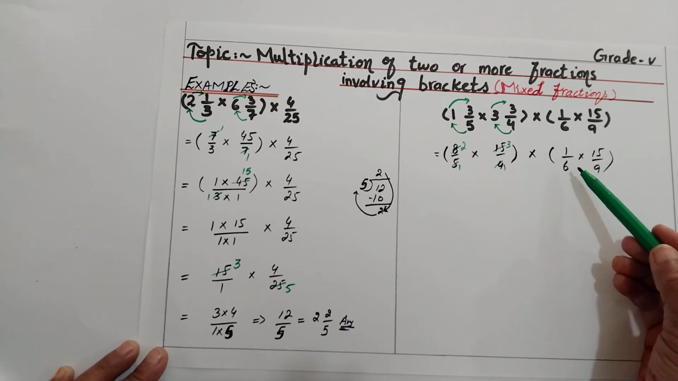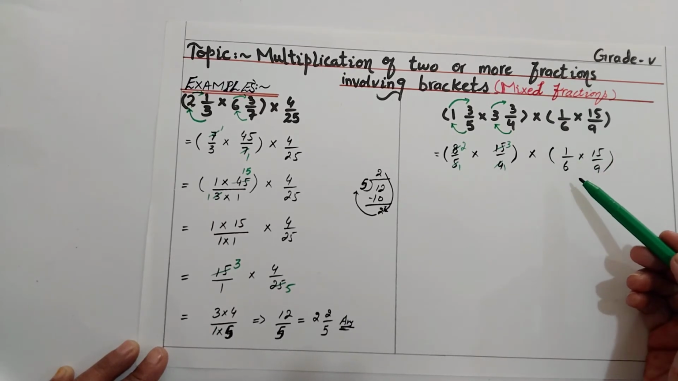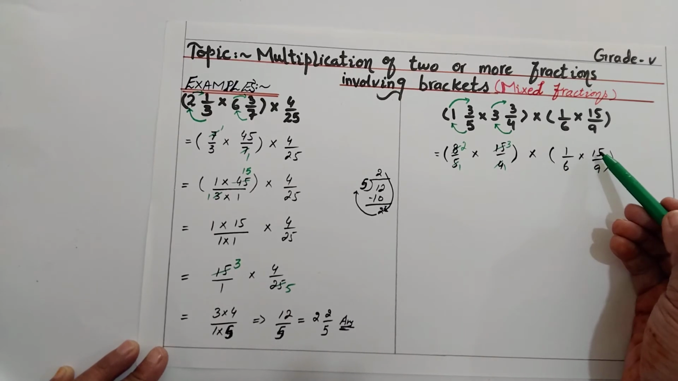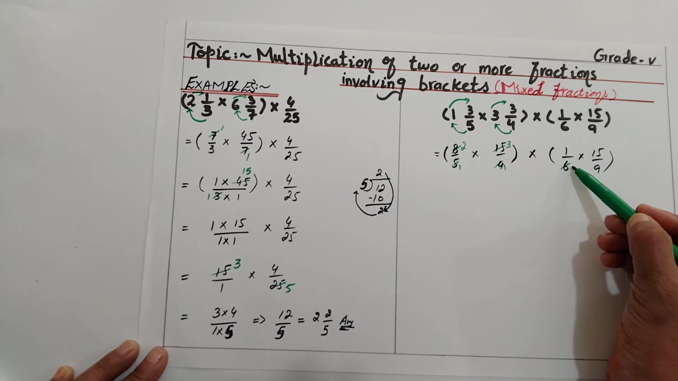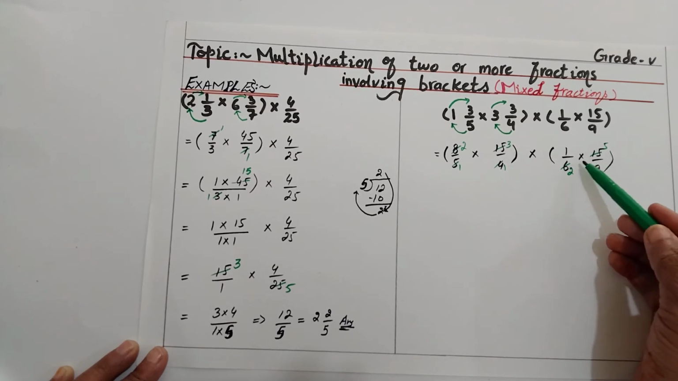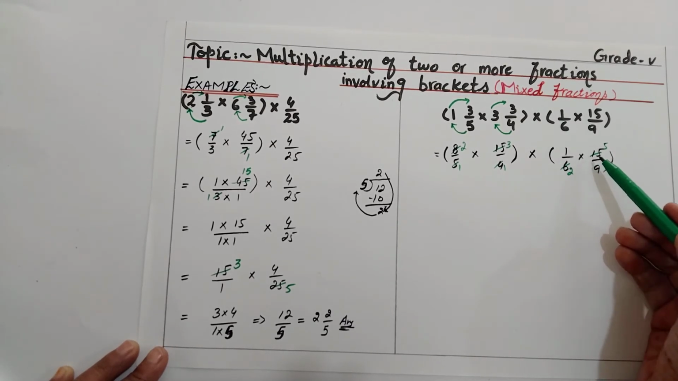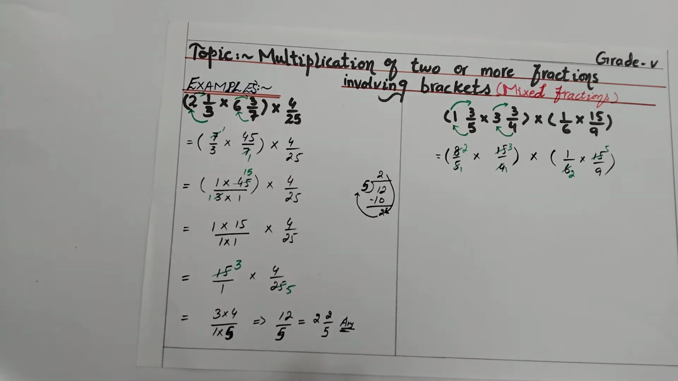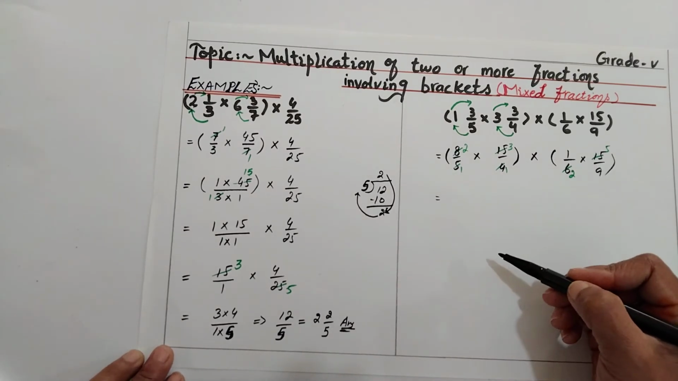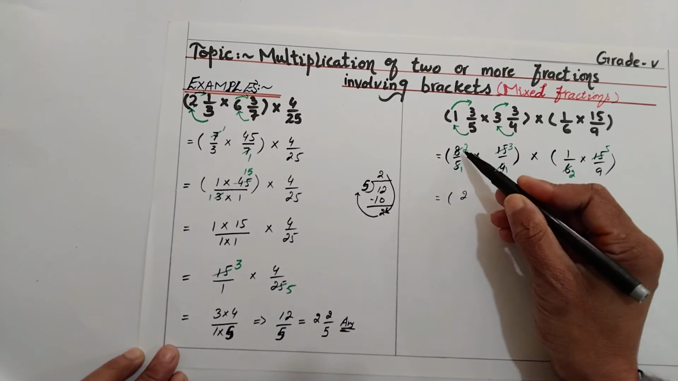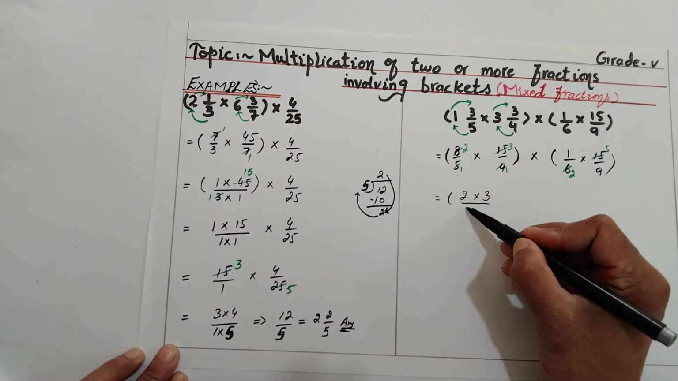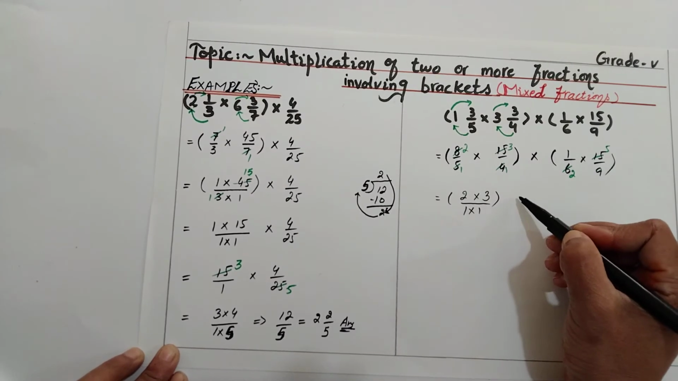Come to the second group. Same. We will check, is there any possibility of cancellation? Is there any common factor? Yes. Here is a common factor of 6 and 15. That highest common factor is 3. 3 twos are 6 and 3 fives are 15. So 3 is the common factor of 6 and 15. Now after the cancellation, we have to write the left over numbers. Here the left number is 2 multiplied by 3 and denominator is 1 multiplied by 1.